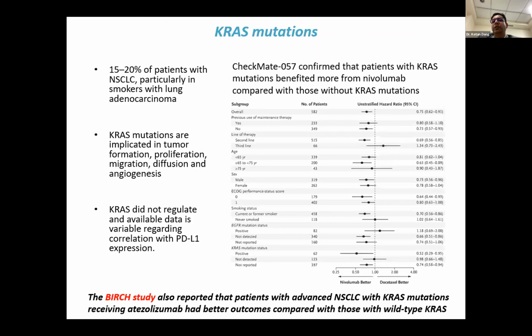15 to 20% of patients, particularly smokers with lung adenocarcinoma, will have KRAS mutations, and they are responsible for tumor formation, proliferation, migration, diffusion, and angiogenesis. Another study also showed that atezolizumab is also more effective in patients with these mutations compared with wild-type KRAS. We can see in this red box that the response is much higher when the KRAS mutation is positive, whereas the dot is on the baseline when the KRAS was wild type.